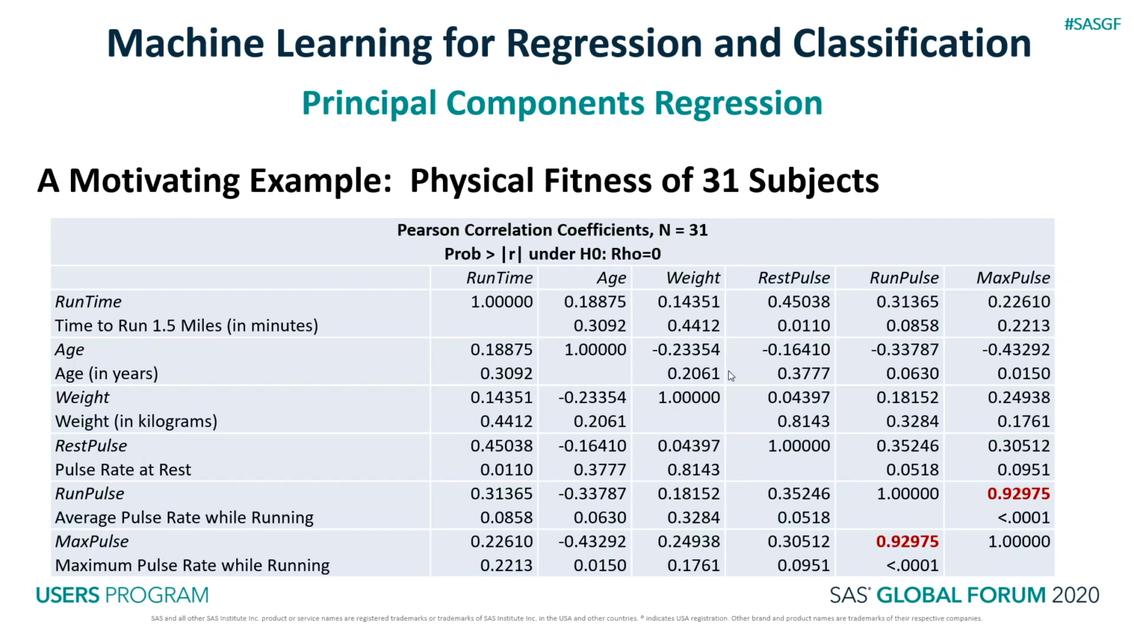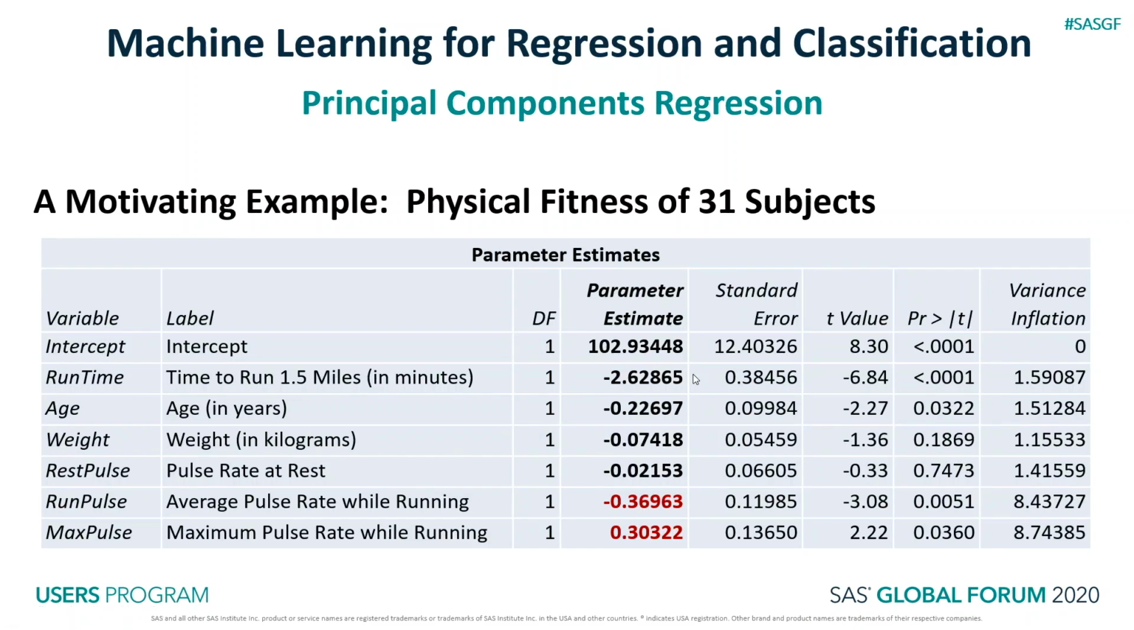If I were to compute Pearson correlation coefficients amongst all of the predictor variables, we do indeed see that the correlation between run pulse and max pulse is nearly 0.93. So that's very high, and that's where the collinearity lies in this particular data set.